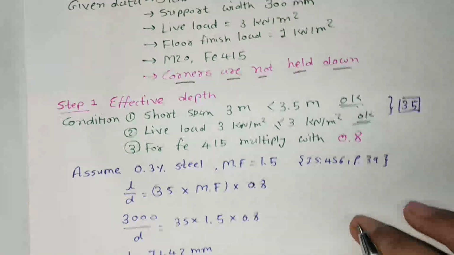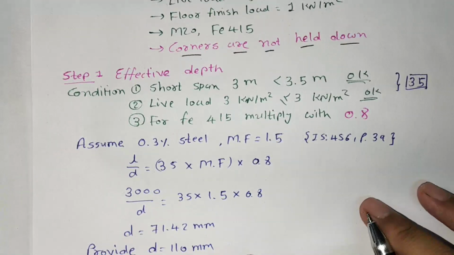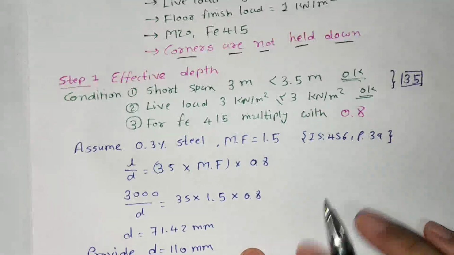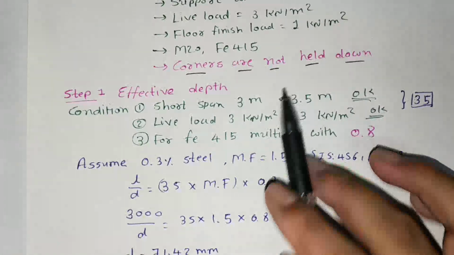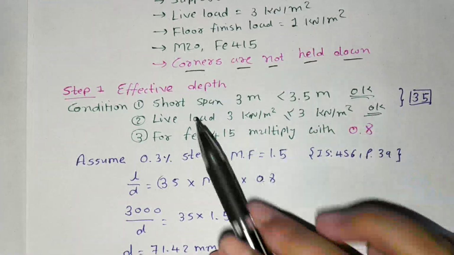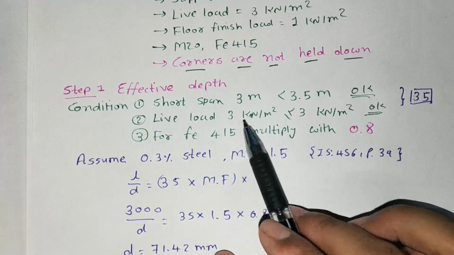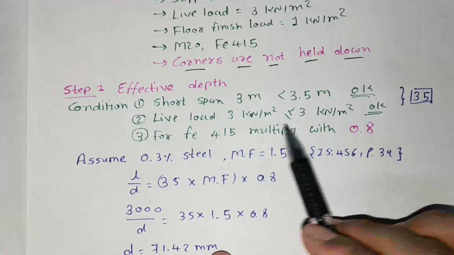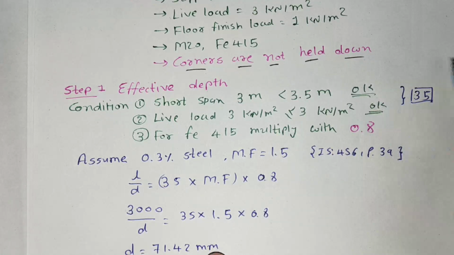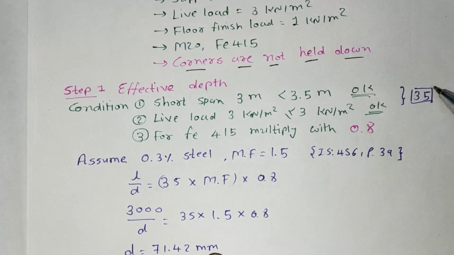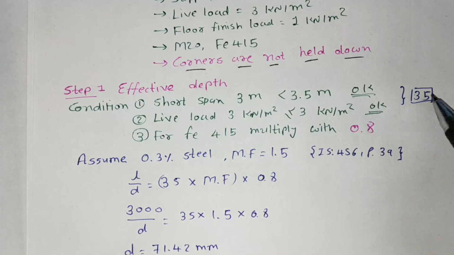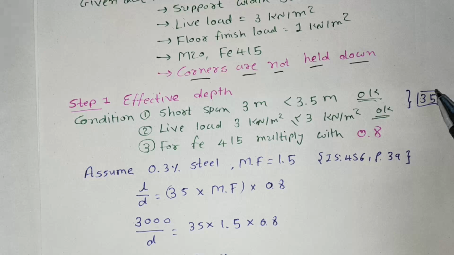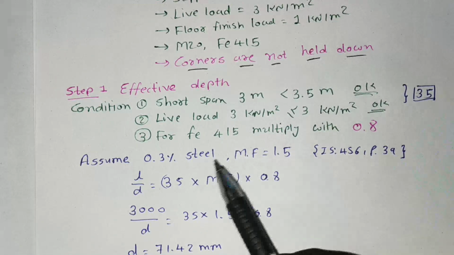So step first, effective depth. What is the condition? We will check first of all the condition: shorter span 3 meter, that means less than 3.5 meter. Second, live load 3 kN per meter square, which is less than or equal to 3 kN per meter square. So this is a simply supported slab, as we already said corners are not held down, so we have to use 35.